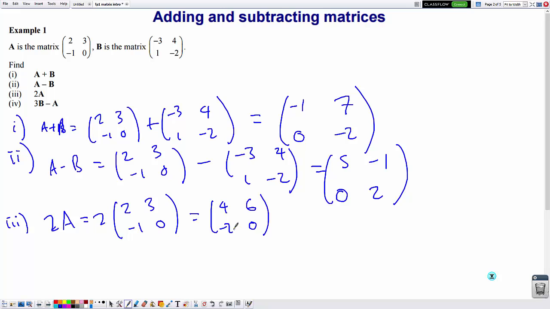And while we're not doing this in this example, you can also factorize a number out. For example, if I just had this, I could factorize out the 2 and say this is 2 lots of this. Okay, and finally, we want to do 3B minus A.